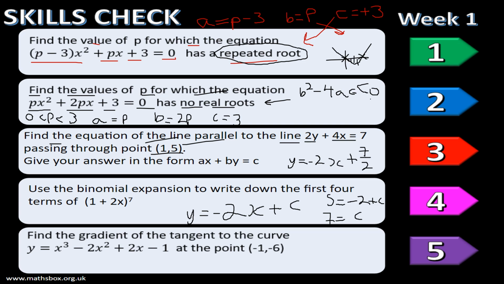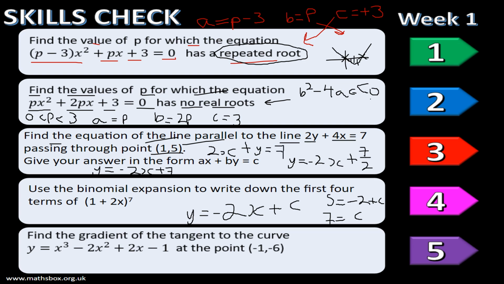So far, my answer is y is equal to minus 2x plus 7, but we want it in the form ax plus by is equal to c. So I'm going to add 2x to both sides. When I do that, we're going to have y plus 2x equals 7, or I can rewrite it as 2x plus y equals 7, where a is equal to 2, b is equal to 1, and c is equal to 7.